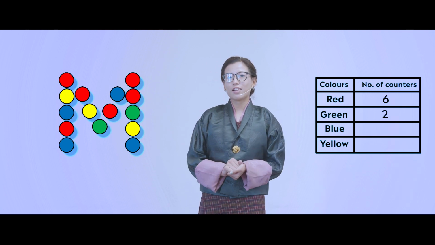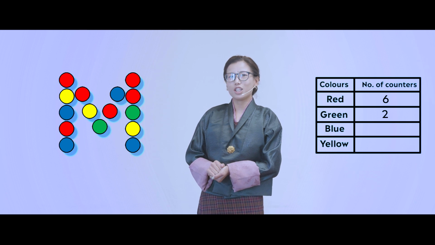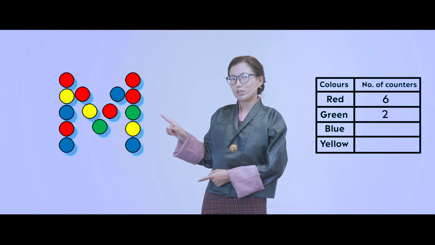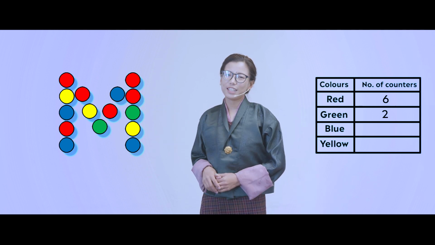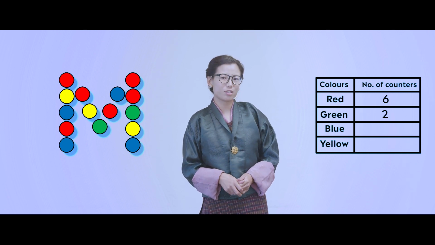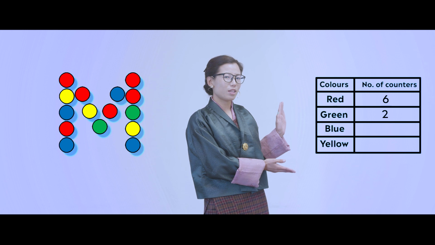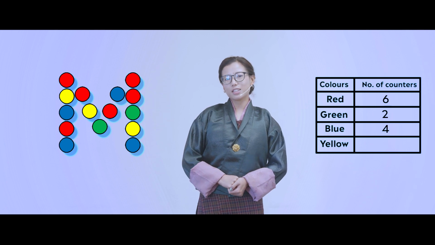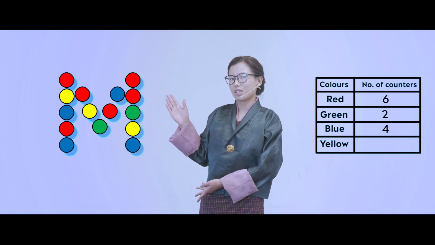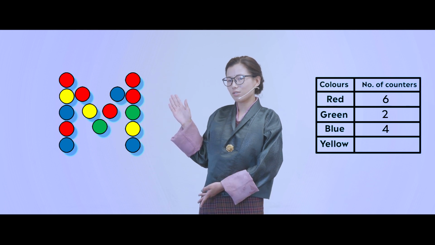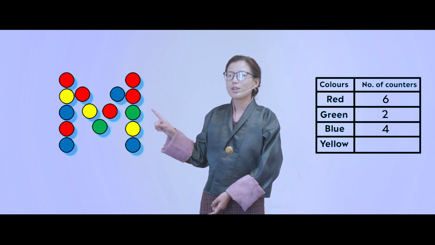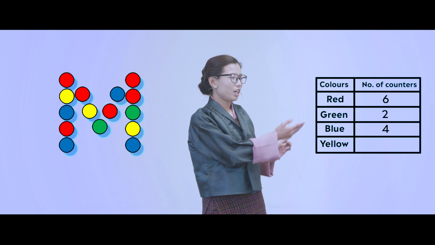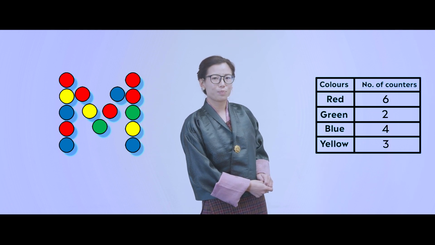Alright. Now let us look at the next color. What is the next color there? Blue. Can you count blue counters? 1, 2, 3, 4. Yes, there are 4 blue counters. So put it here in the table next to the row which has written blue. Alright, the last color. What color is being left? Yellow. Can you count yellow counters? 1, 2, 3. So there are 3 yellow counters. So put 3 here in the table next to yellow.